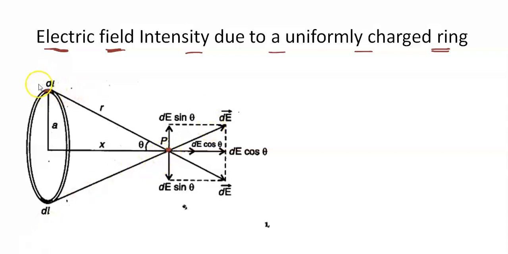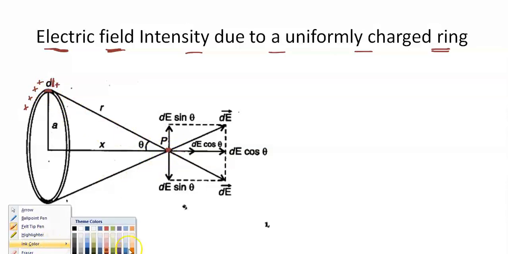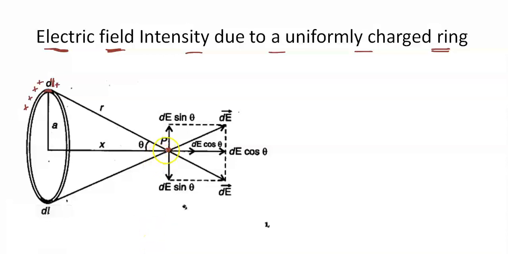Now if we assume that the entire ring is positively charged, and this is the length dl of it, and we have to find the electric field intensity at this point, what will happen? You know that you will keep a test charge here. When you keep a test charge at this point P, this positive charge will repel it, so it will be the dE vector.